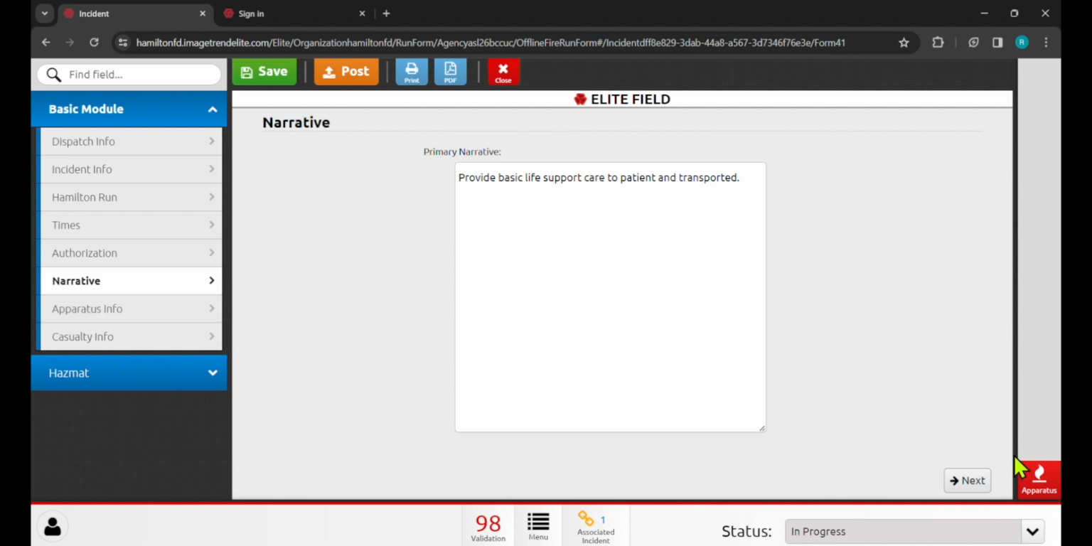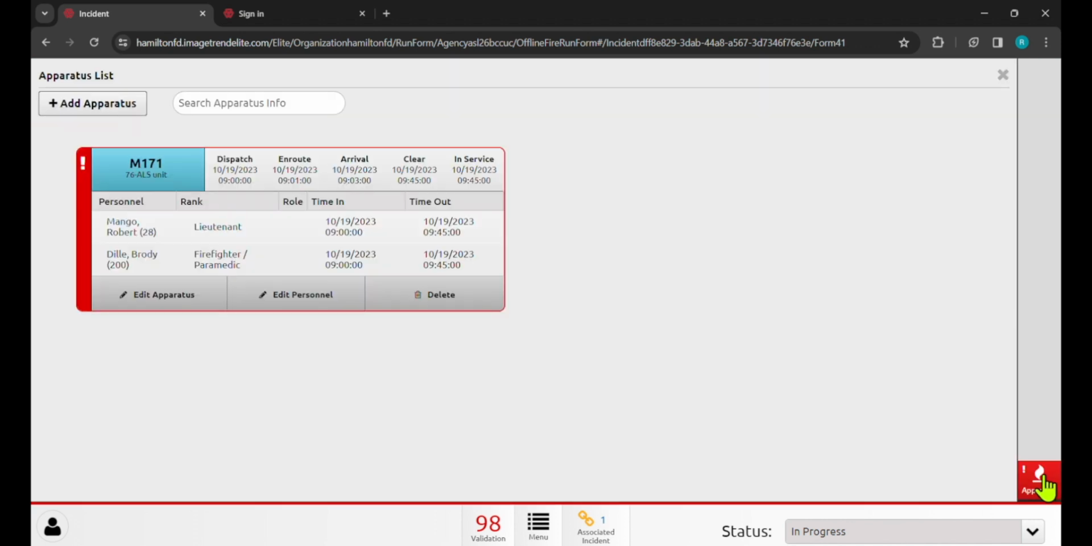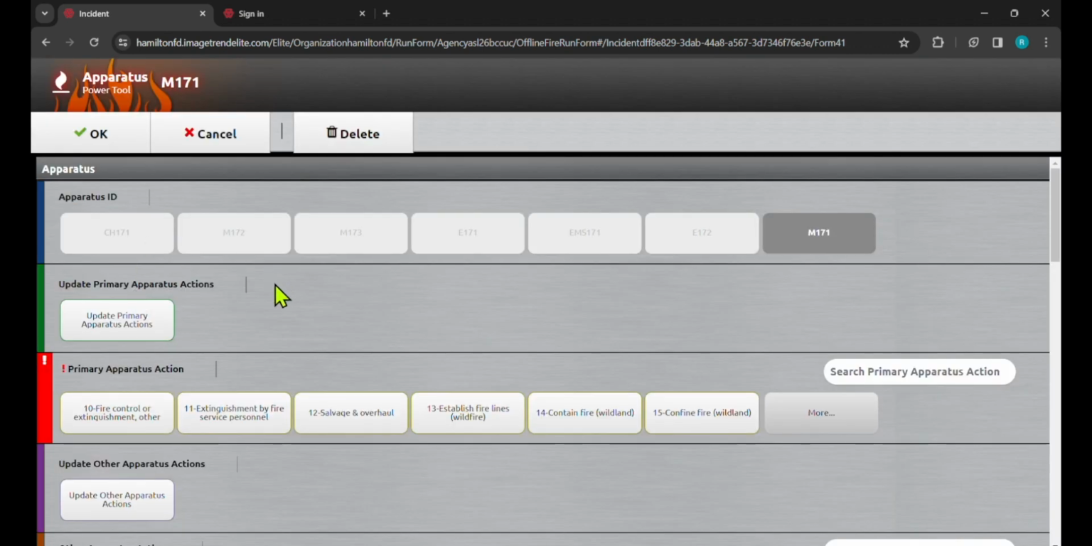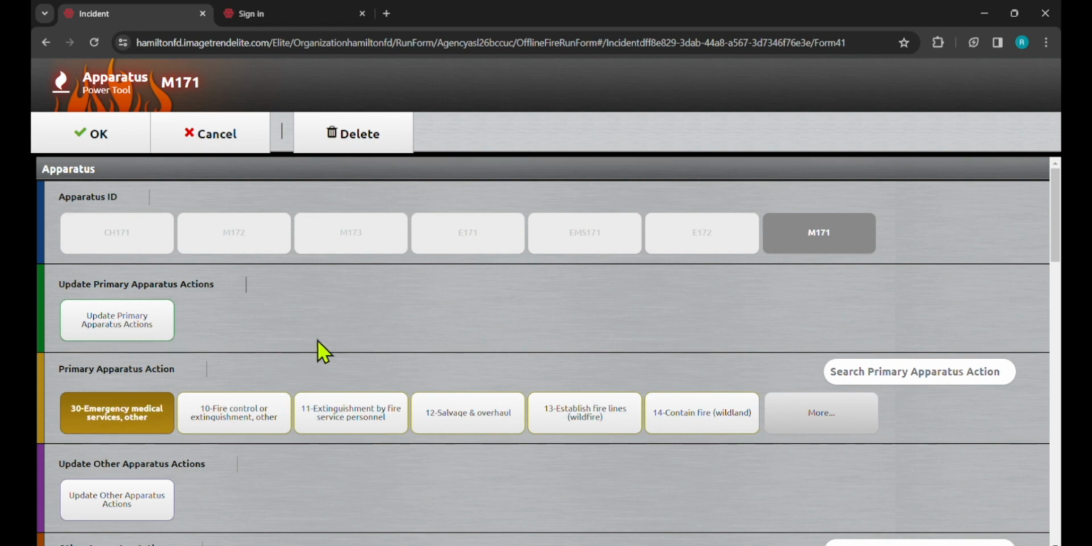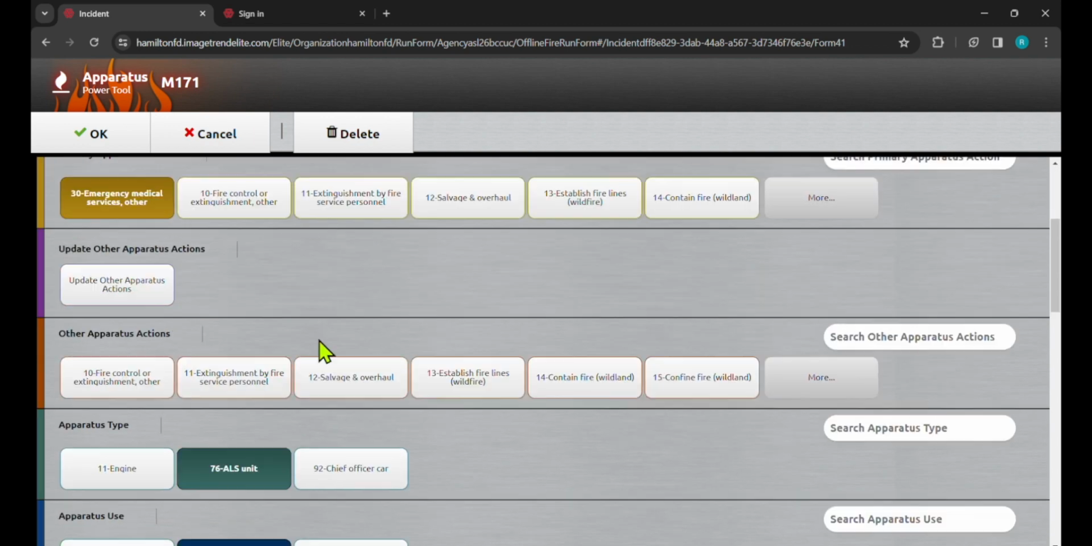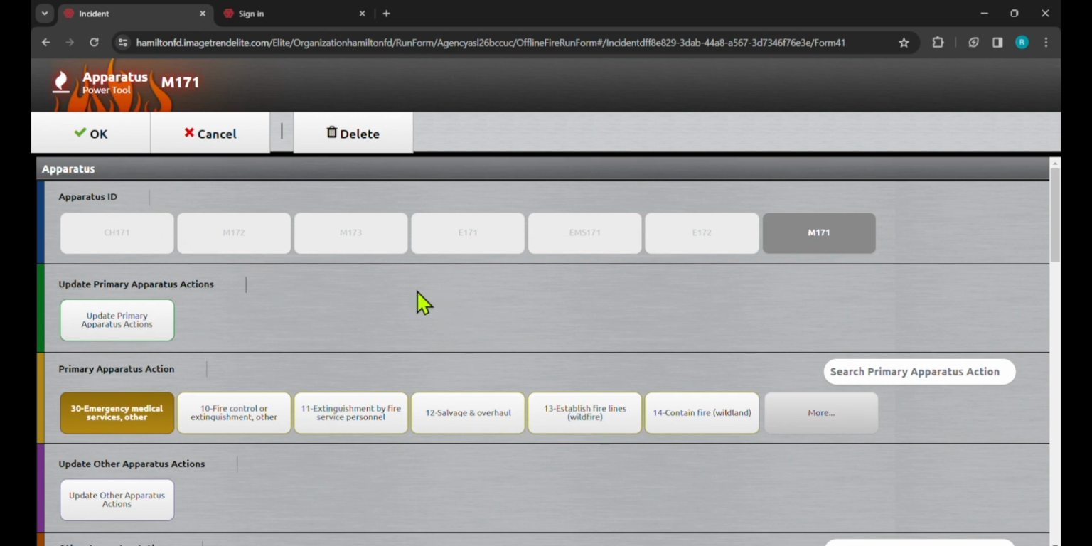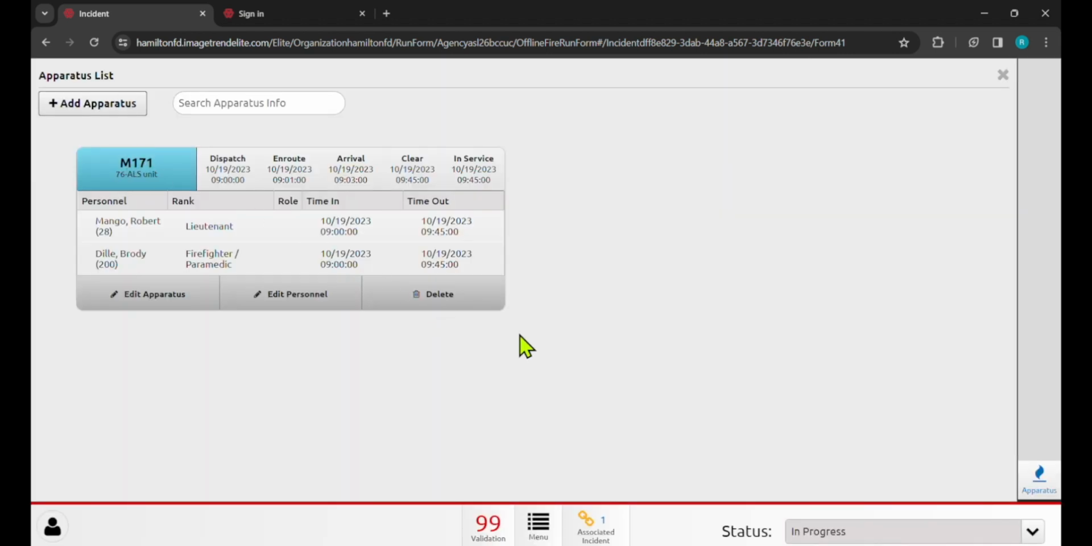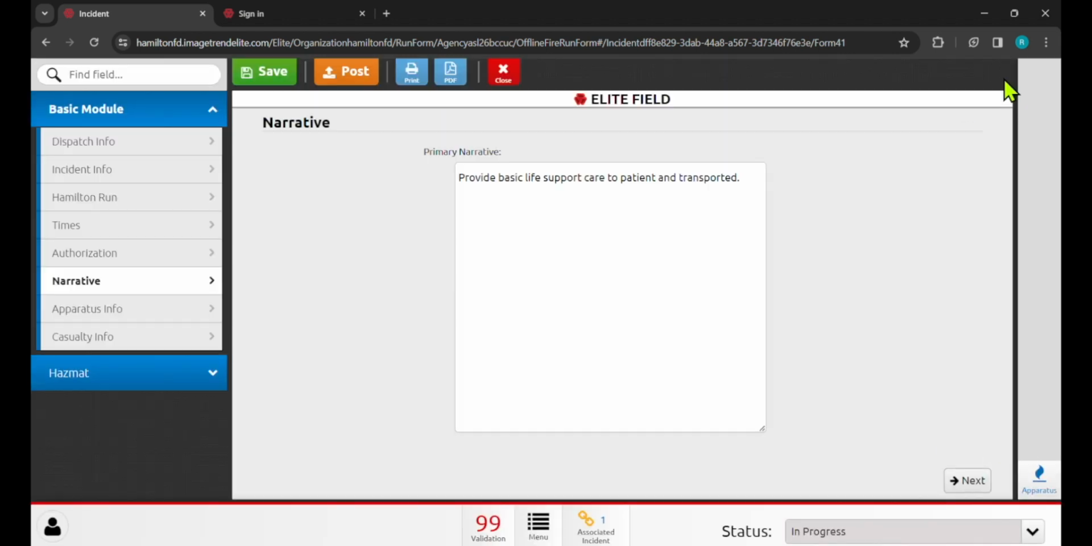Okay. So let's go. Now we need to add the apparatus. So our apparatus is already there because that came from the EMS report. Okay. So what we need to do though is open it and we need to hit update primary apparatus action. Okay. Or you can change if you need to. All right, now I'm going to show you, this is where sometimes you're going to need to use your brain and be very thorough. Okay, let's exit out of this truck.